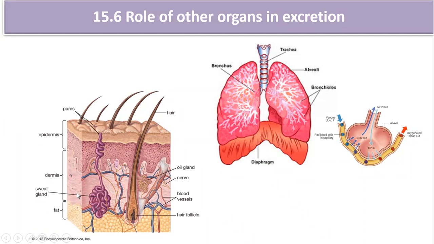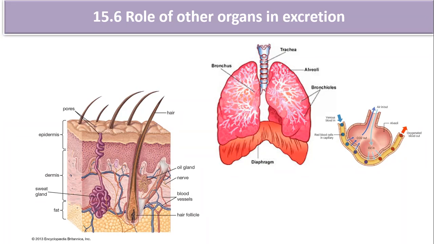In the dermis you can make out two glands. One is called the sweat gland, a very important gland concerned with excretion, and another is called the sebaceous gland, also known as the oil gland. These sweat glands are distributed all over the skin. The sweat gland is a simple, unbranched, coiled gland which opens on the surface of the skin, and it produces sweat.